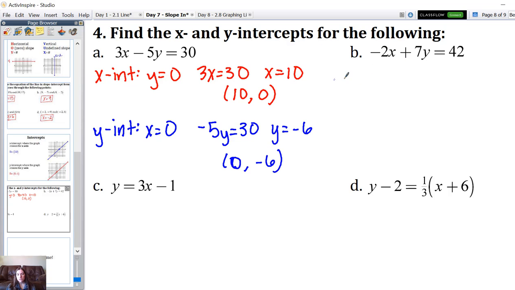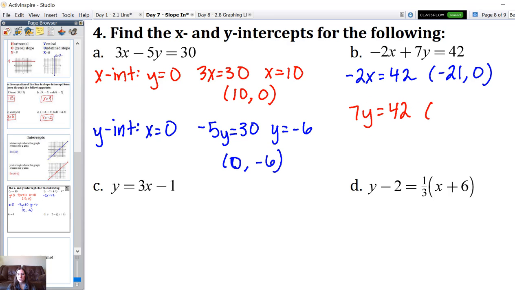Part B, our x-intercept, for plugging in 0 for y, we have negative 2x equals 42. And when we divide by 2, we get negative 21. So we are at negative 21, 0. For our y-intercept, we're plugging in 0 for x, so we have 7y equals 42. And when we divide by 7, we get a y value of 6. So we're at 0, 6 for our y-intercept.